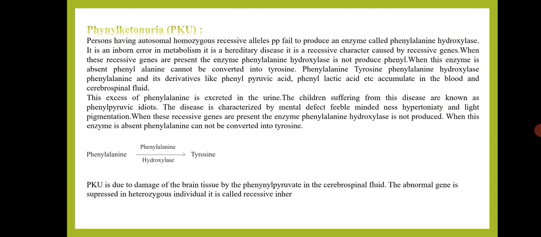So you can see here phenylketonuria, which is also called autosomal homozygous recessive. pp fails to produce the enzyme, which damages the brain tissue, and there is phenylpyruvate in the cerebrospinal fluid. The abnormal gene is expressed here, and this gives the disease known as phenylpyruvic idiocy, characterized by mental defect, feeble-mindedness, hypertonicity, light pigmentation, and accumulation in the blood and cerebrospinal fluid.